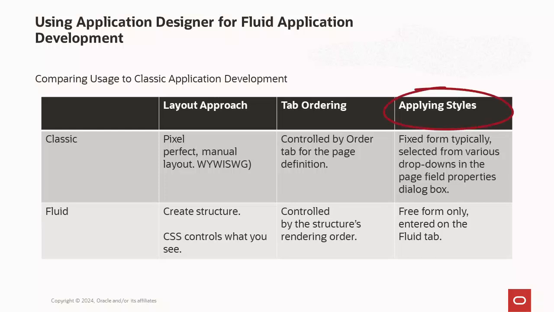And when applying styles in Classic, typically, fixed form was used and you would select the delivered styles from drop-downs in the Page Field Properties dialog box. With Fluid, only freeform styles are used and you enter those styles and apply them to page elements using the Fluid tab. Note that with Fluid development, you can also apply styles dynamically through PeopleCode at runtime.